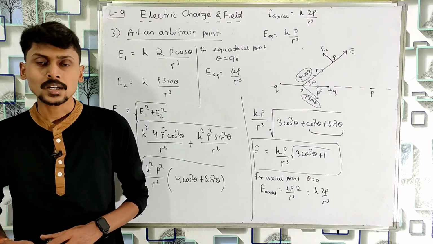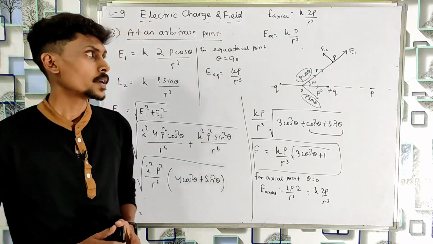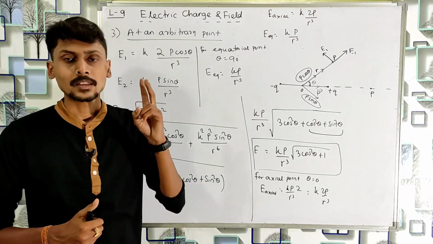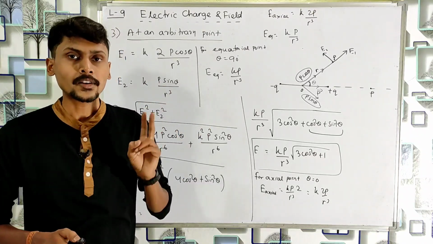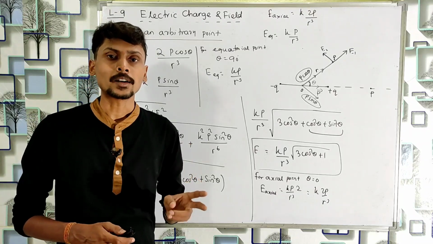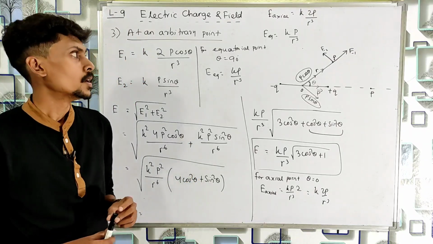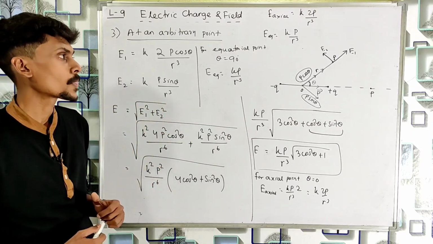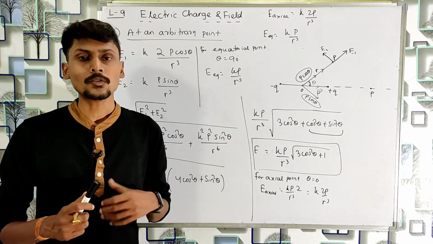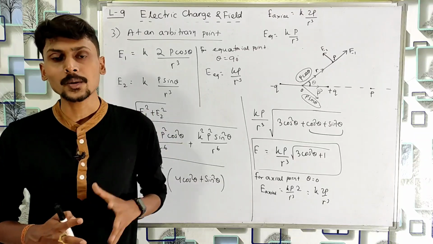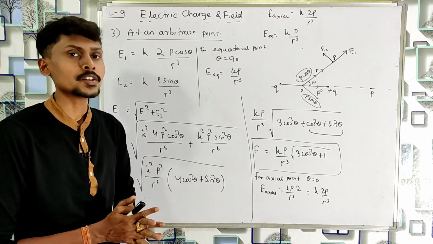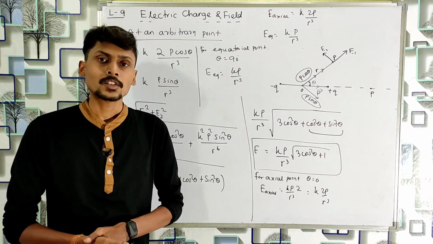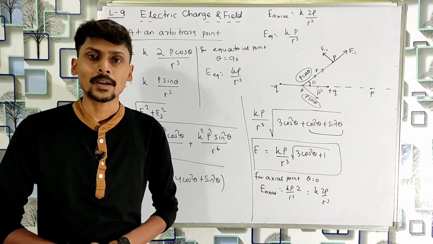So students, these are the 3 derivations, but from your board exam point of view, you will get only the first 2 derivations: electric field at the axial point and electric field at the equatorial point. The third derivation will not come in your exam, but you have to remember how to find the electric field at an arbitrary point. So with this we have finished all the things of this lecture. In the next class we will proceed further. Till then, bye bye and have a nice day.